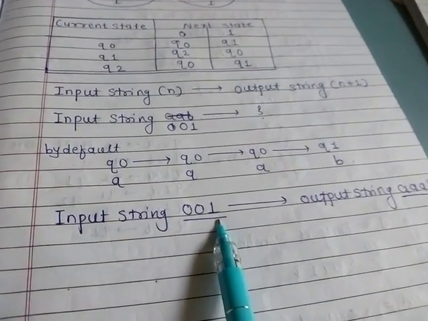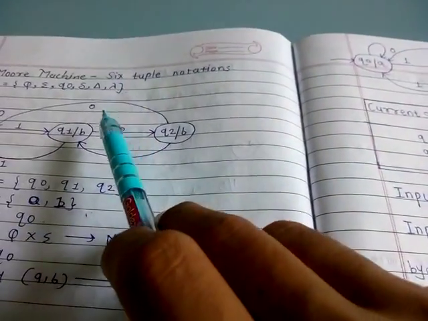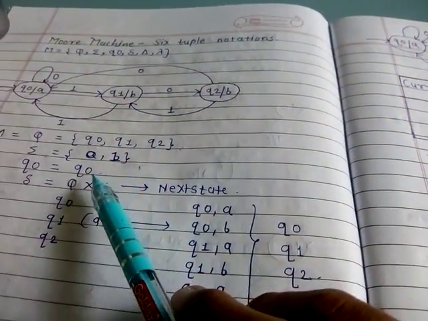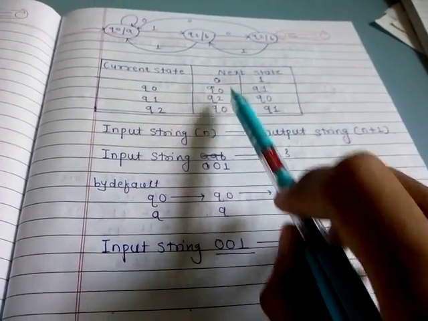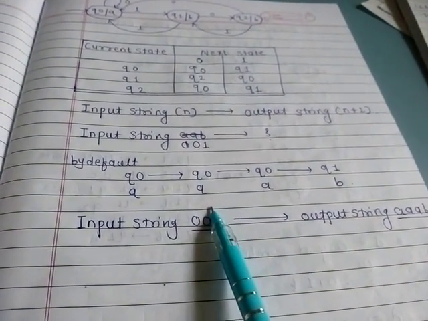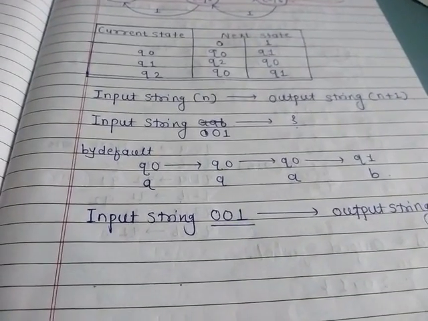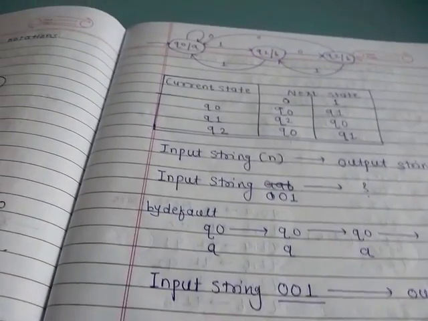So in this way we have studied what the Moore machine is, what the 6 tuple notations are, what the transition table of a Moore machine is, and what kind of questions come in an exam. I hope students you all understand the concept of the Moore machine.